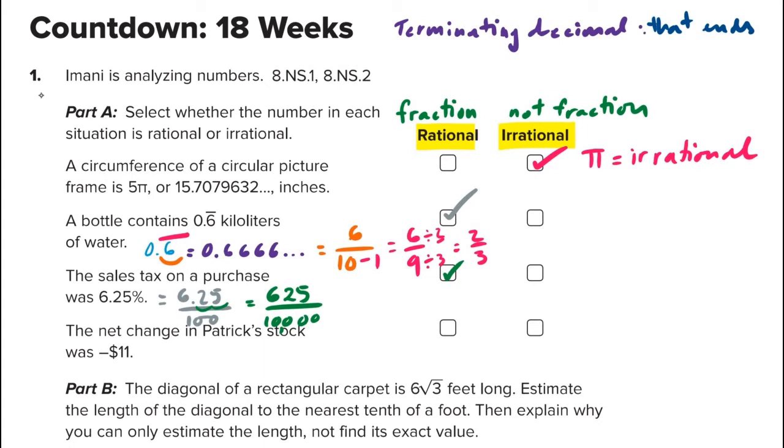The last one, the net change in Patrick's stock was negative $11. Can you write a whole number or an integer in the form of a fraction? The answer is yes, this is negative 11 over 1. So it's also in fraction form. It's going to be a rational number.